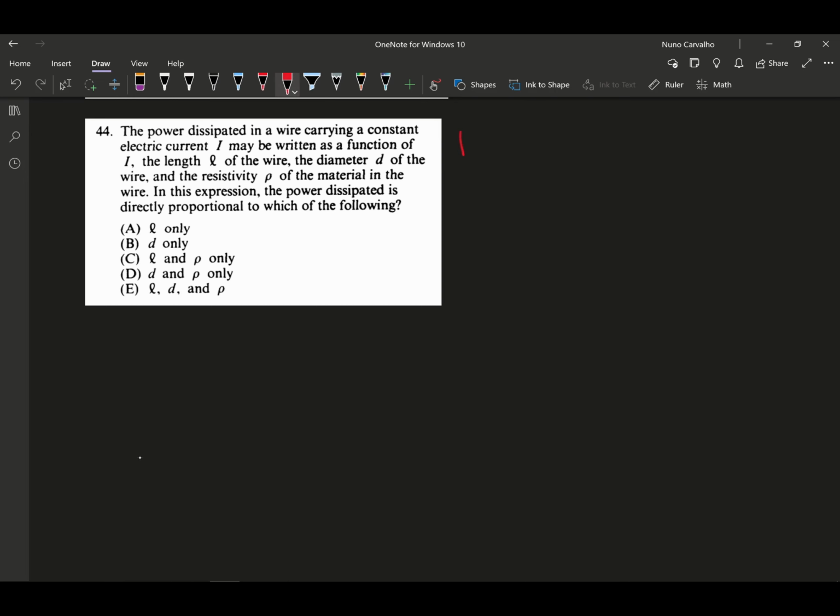So let's use the formula that P is equal to IV. That's, again, given in your formula sheet. And then let's use the fact that V is equal to IR to say that the power is going to be equal to I squared times R. Okay, so the next step is, well, what is R really equal to? How is it equal to the variables given in the problem?